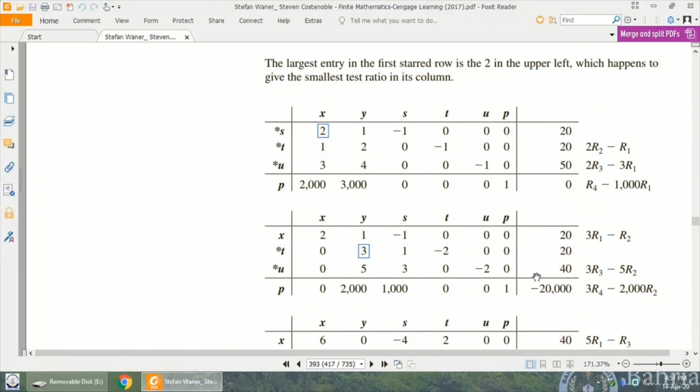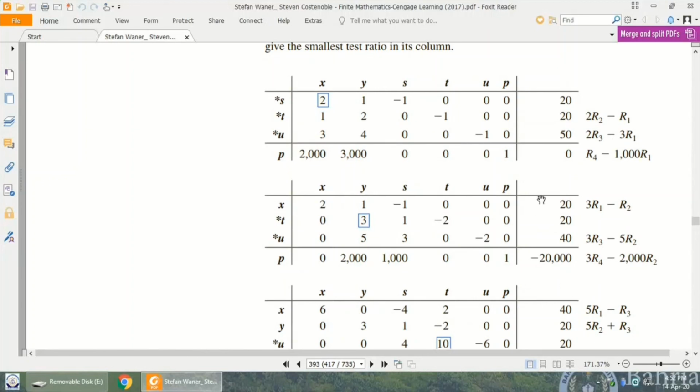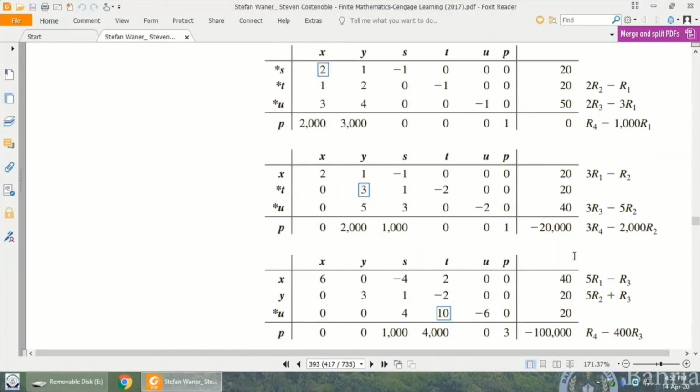And similarly, you had this 3R4 minus 2000 R2, which is going to be reflected in the next column. But how did you have this? So it's R4 minus 1000 R1. This was R4, which is already 0, and minus 1000 R1, which was 20,000. So you have 20,000 minus 20,000 really. Again, you can just simply go to the next table.